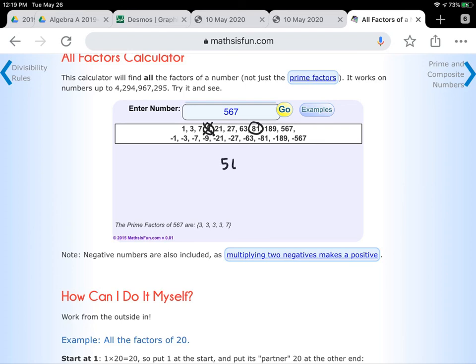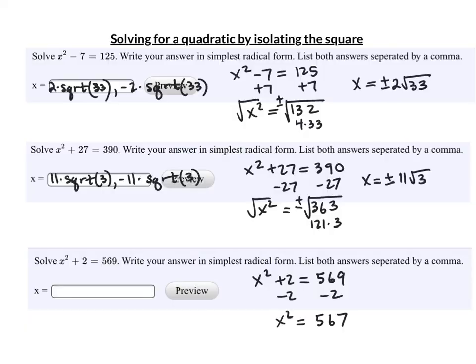So 567 is 81 times 7. So we'll take the square root of both sides and put our plus or minus. This is 81 times 7. So x will be positive or negative. Square root of 81 is 9. 9 root 7. So it's 9 times square root of 7, comma, negative 9 times the square root of 7.